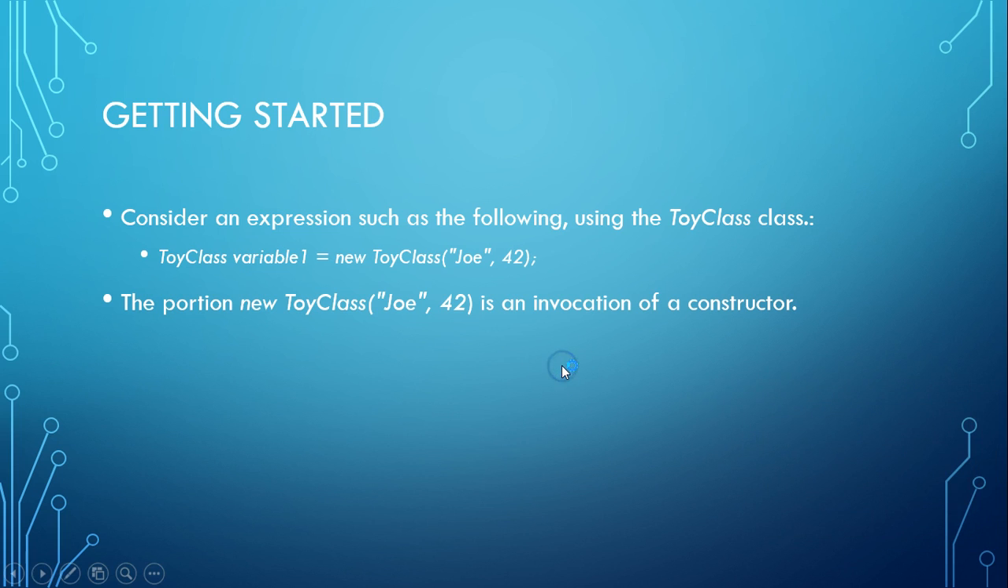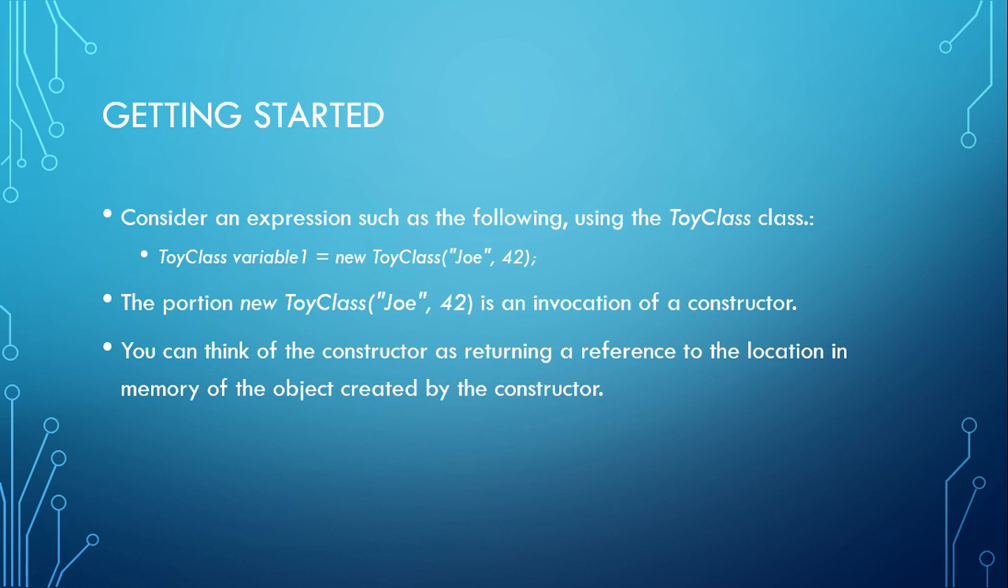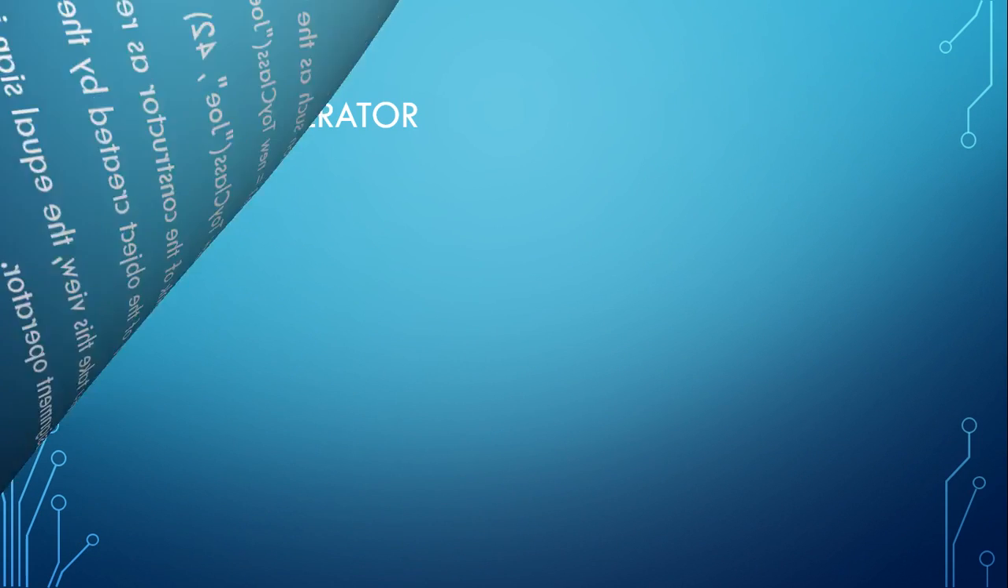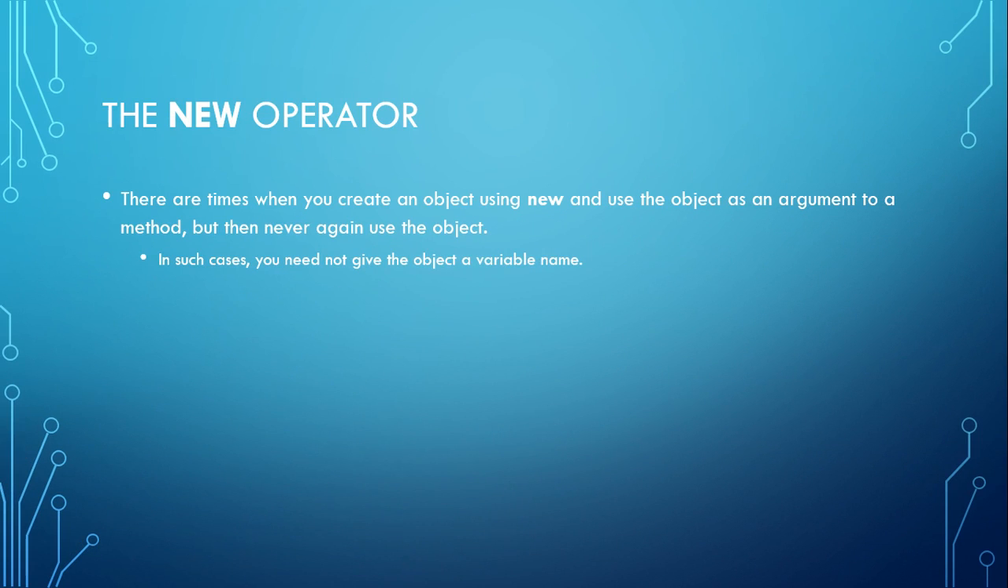So if we look at this, you can think of the constructor as returning a reference, really, to the location in memory of an object created by the constructor. Now if you take this view, the equal sign in this line of code is then just an ordinary assignment operator. So let's talk about that new operator.